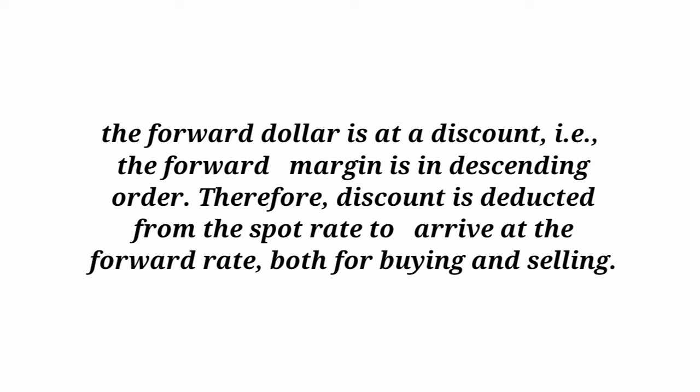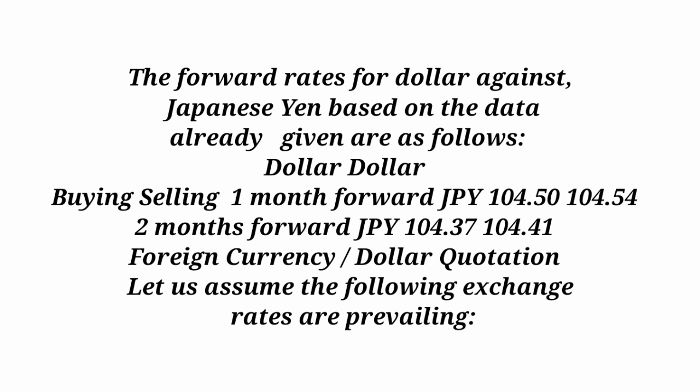the forward margin is in descending order. Therefore, discount is deducted from the spot rate to arrive at the forward rate both for buying and selling. The forward rates for dollar against Japanese yen based on the data already given are as follows. Dollar buying, selling: 1 month forward JPY 104.50, 104.54. 2 months forward JPY 104.37, 104.41. Foreign currency dollar quotation.